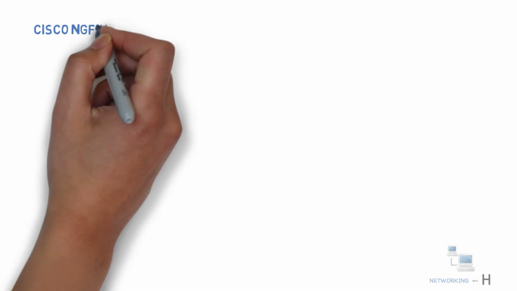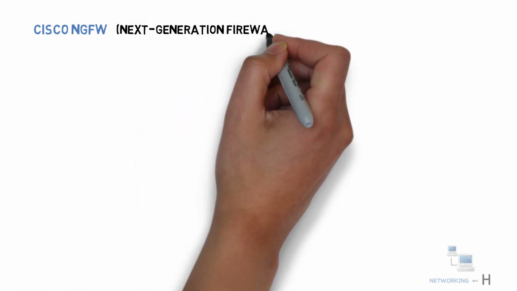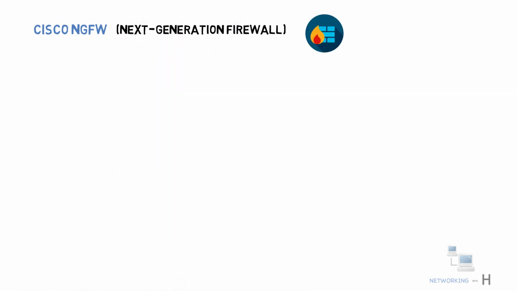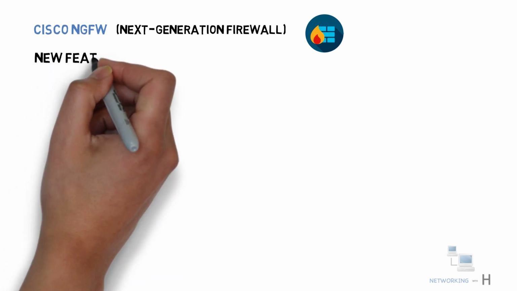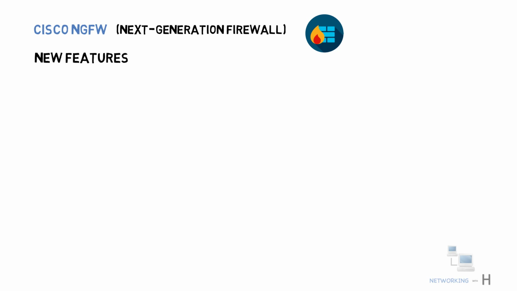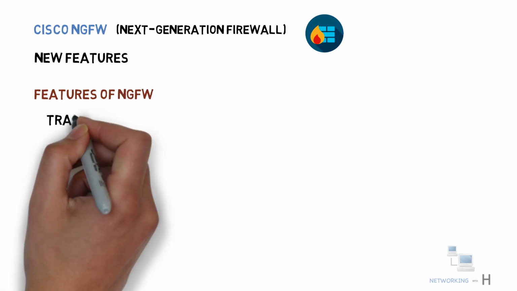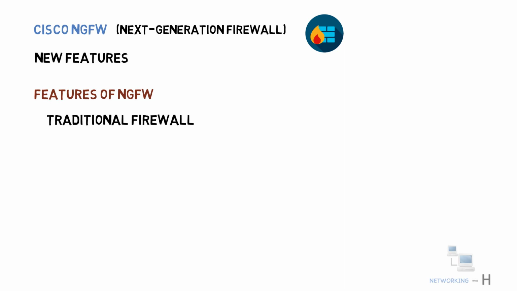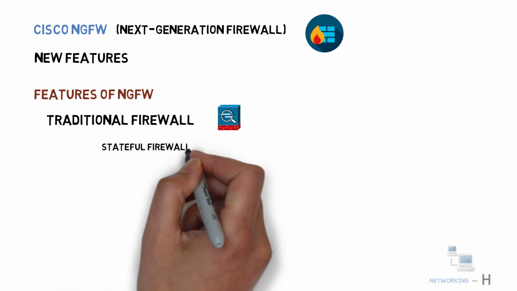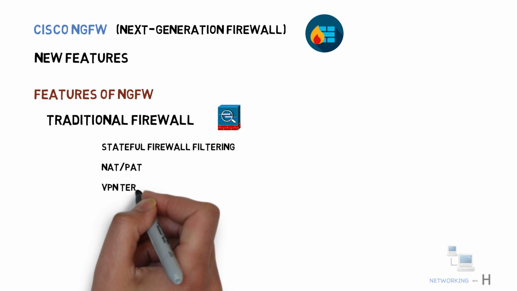Finally, we will have a look at the Cisco Next Generation Firewall. Cisco and some of their competitors started using the term next generation when discussing their security products to emphasize some of the newer features. In short, a next generation firewall and a next generation IPS are now current firewall and IPS products from Cisco. The following list mentions a few features of the next generation firewall. It includes traditional firewall features, that is, stateful firewall filtering, NAT or PAT, and VPN termination.